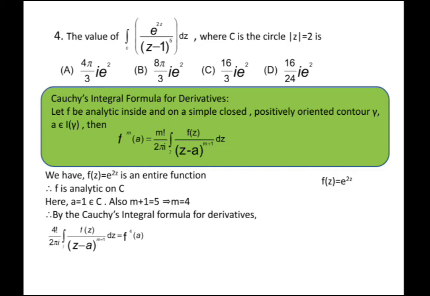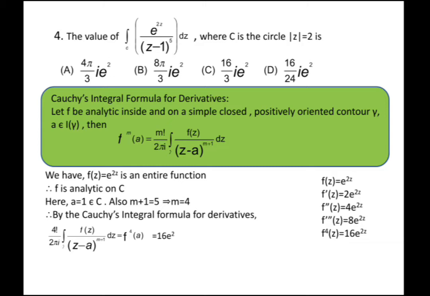Here from this question we have f of z equal to e raised to 2z. So its first derivative is 2 e raised to 2z and the second derivative is 4 e raised to 2z. The third derivative is 8 e raised to 2z and the fourth derivative is 16 e raised to 2z. So here the fourth derivative of this function at the point a is actually 16 e square.